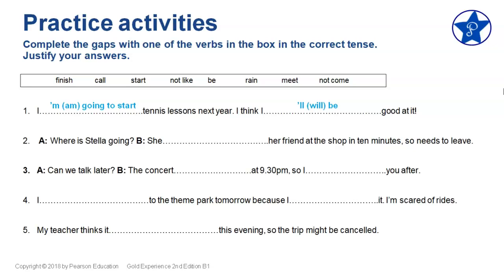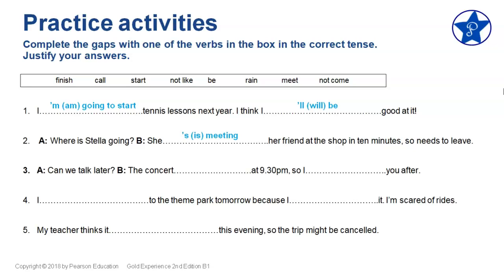Alright, let's check together. Where's Stella going? She's going to meet? She's meeting? Or she meets? Well, you can see Stella going. It's based on evidence. I think it's she's going or she's meeting. She's meeting because it's in 10 minutes. So we know when exactly.